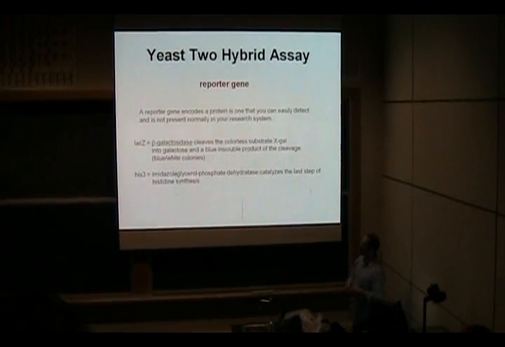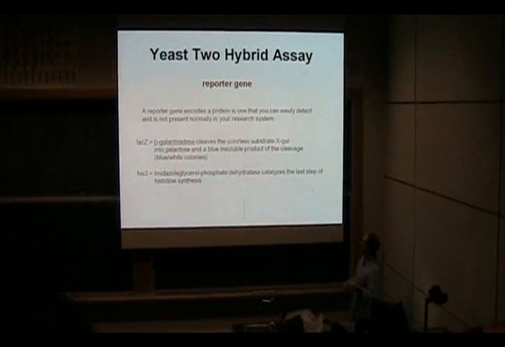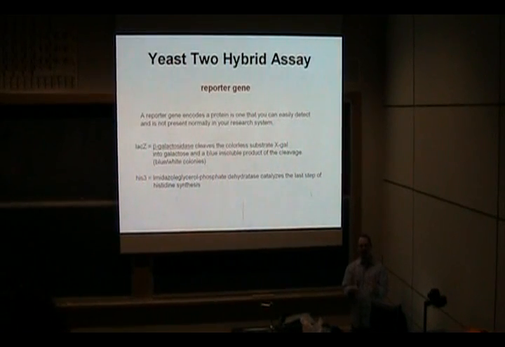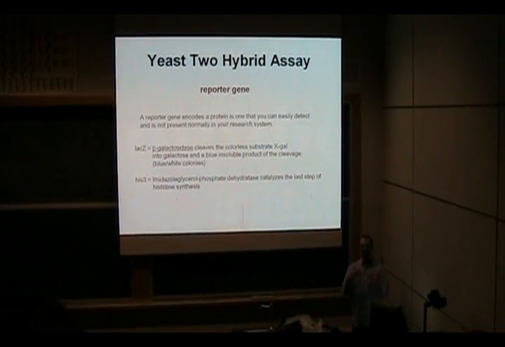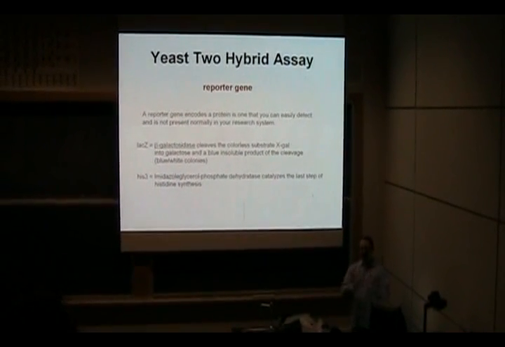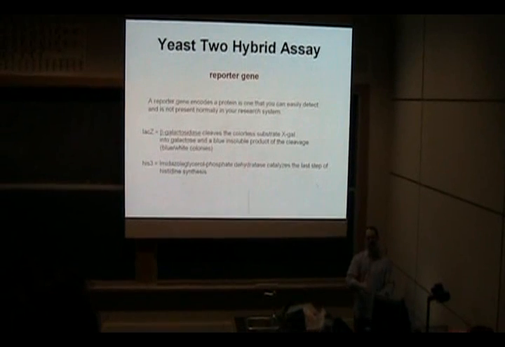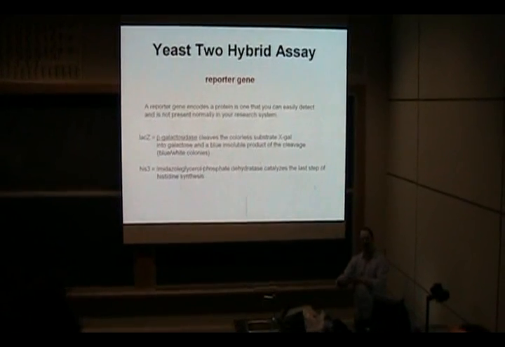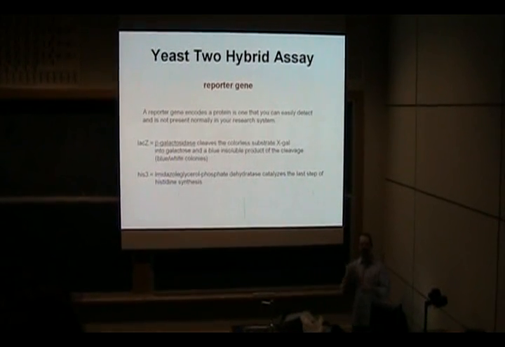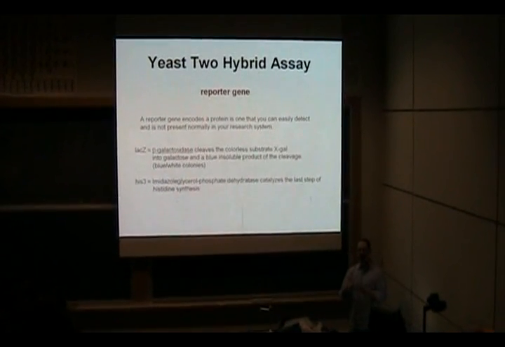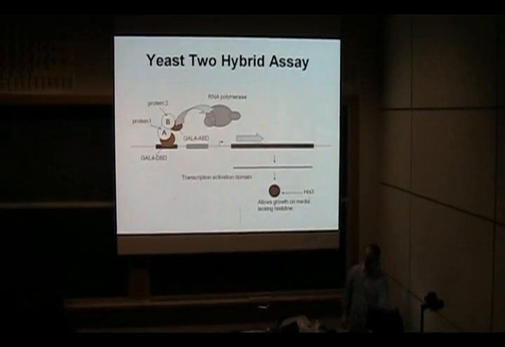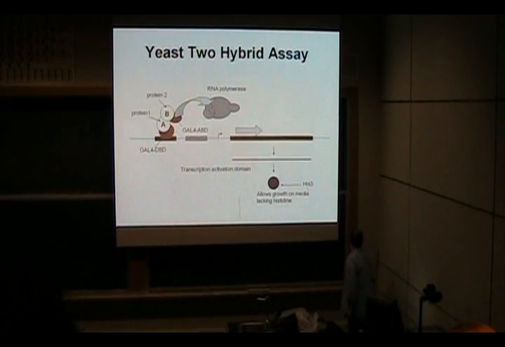And then there's a gene called His3, which catalyzes the last step of histidine synthesis. If this His3 is not working, your cells will only grow in the presence of histidine. So if you put cells that only grow in the presence of histidine on media that does not have histidine, they'll only live if that gene gets turned on. Right? And that gene can only get turned on if proteins are interacting with each other.